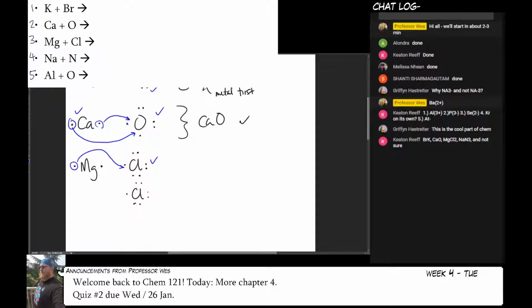I put the dots on the wrong way. I was trying to do it quickly. But there's the result. I get another chlorine. We're going to give it this electron. So now this has an octet, and my magnesium does too. So what's my formula? Well, I used 1 magnesium and 2 chlorine.